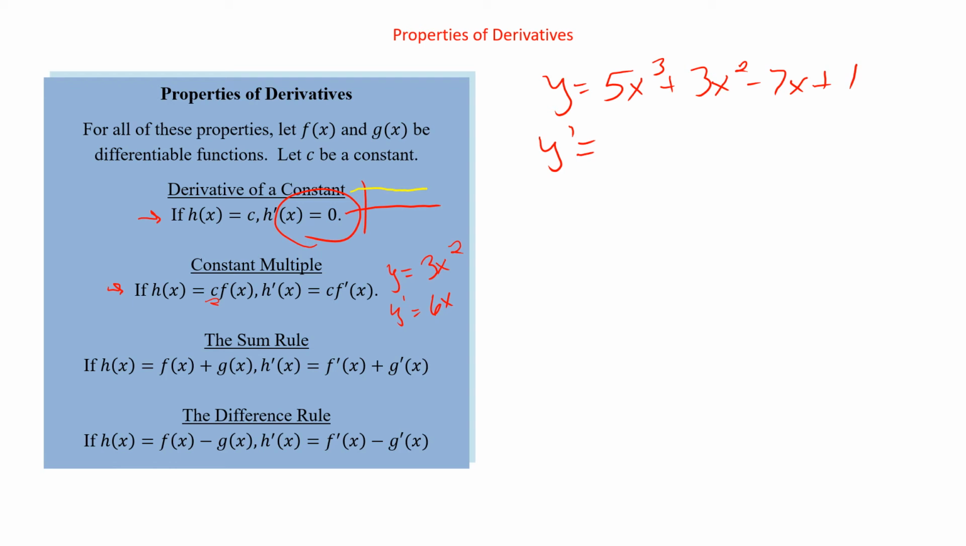5x cubed, we're going to move the 3 in front. 5 times 3 is 15x squared. Plus 3x squared, move the 2 in front. 3 times 2 is 6x. Minus 7. Now remember, this is 7x to the 1. 1 times 7 is 7, x to the 0 is 1. So that's just minus 7. And then plus 0, the constant, has a derivative of 0, so that just goes away.